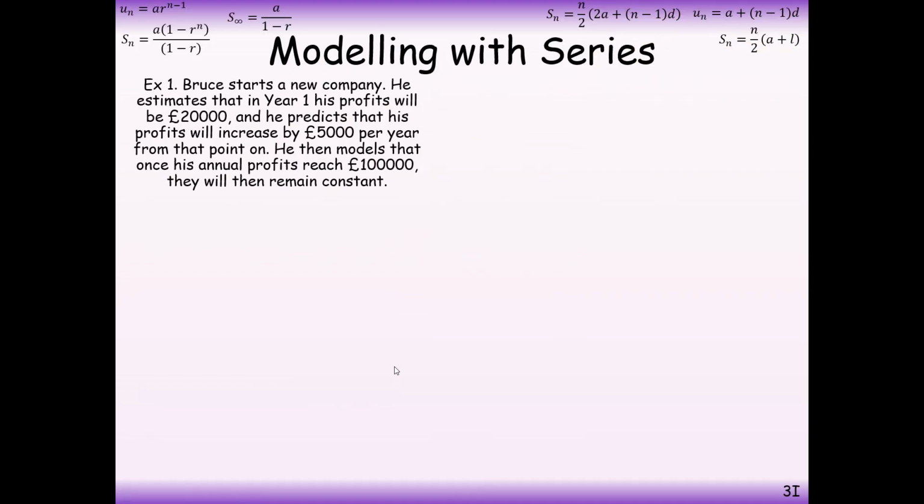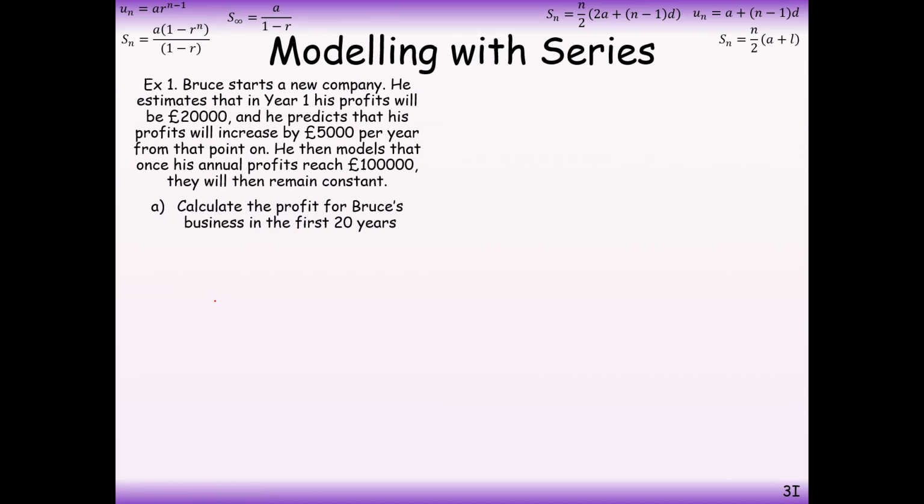Alright, so in this first question, we've been told that Bruce starts a new company. He estimates that the year one profit will be £20,000, and he predicts that every year after, the profit will increase by £5,000 a year, up to a point. So he then models that once his annual profit reaches £100,000, it will then remain constant. The question is asking us to calculate the profit of Bruce's business in the first 20 years.